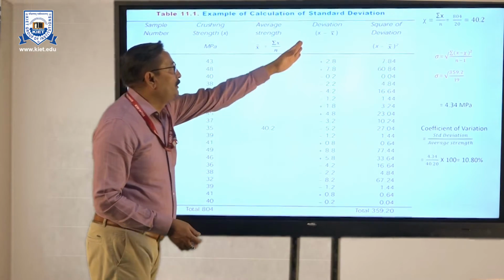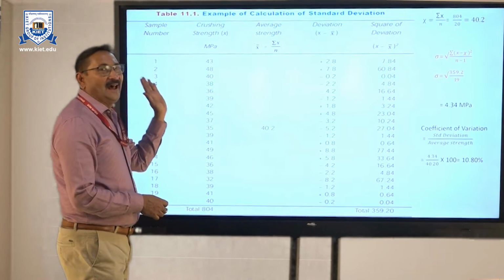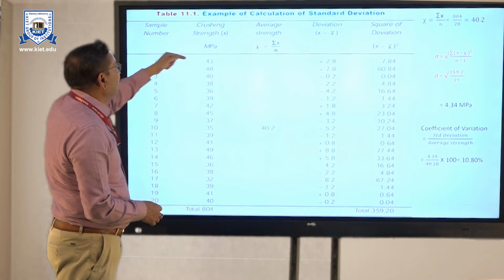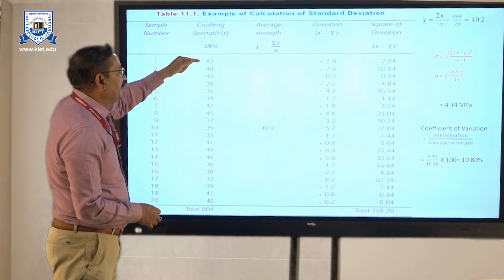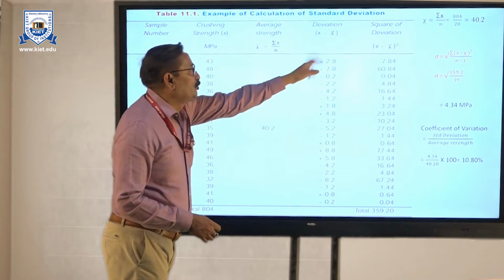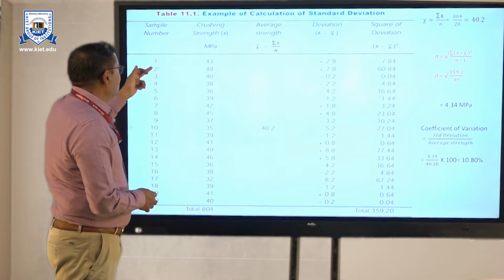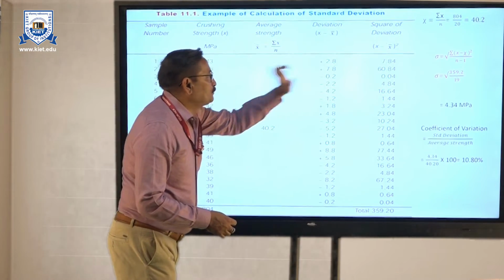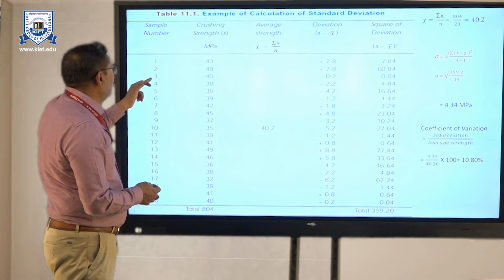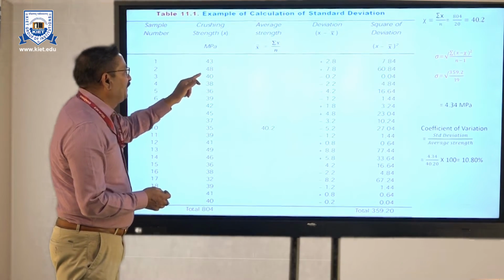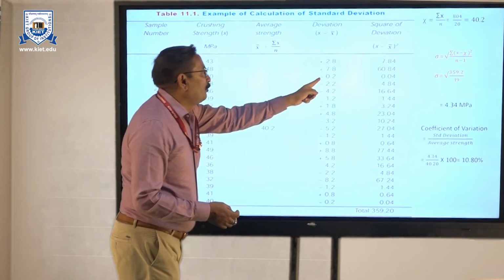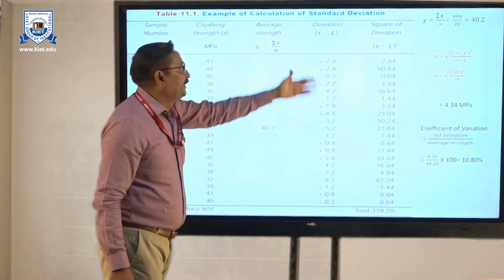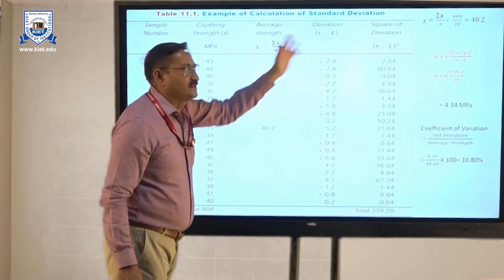Now in the fourth column I am finding the deviation, that is x minus x bar. For example, the first cube x is 43. Now 43 minus 40.2 is equal to plus 2.8. The second cube value is 48. 48 minus 40.2 is plus 7.8. Now the third cube value is 40. Now 40 minus 40.2 is equal to minus 0.2. In this way, I have already calculated the deviation, that is x minus x bar.